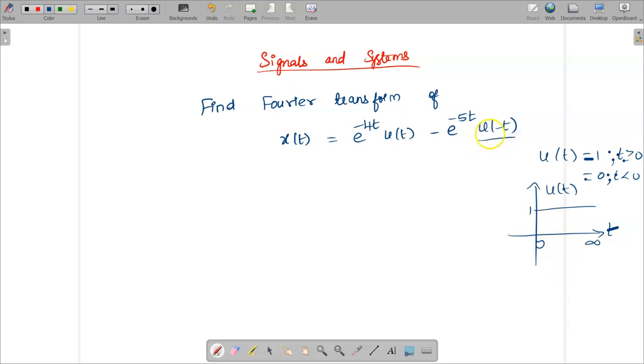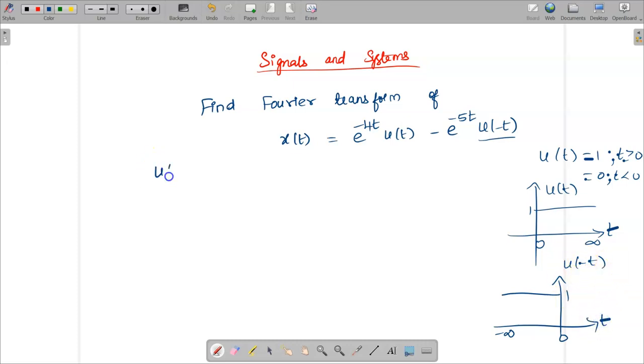And again for u of minus t, they have given here u of minus t. So just plot the u of minus t diagram. U of minus t is a time reversal operation, right? So just reverse your plot as this. Since you are reversing, this will exist from minus infinity to 0, and the amplitude will not change because it is time reversal. So this is the diagram for u of minus t.